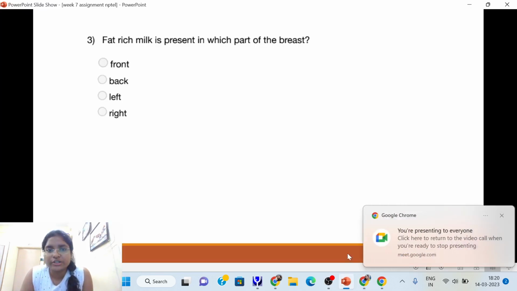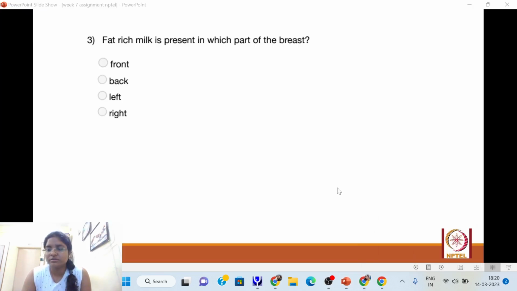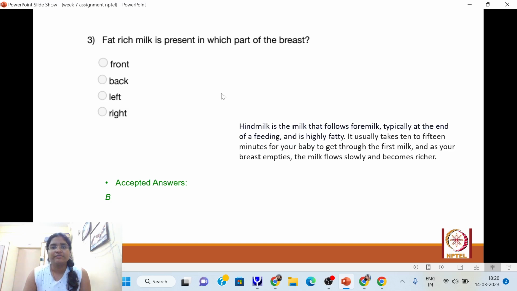Okay, let's see what is the correct answer to this question. Yes, B. Back. Fat-rich milk is present on the back part of the breast. We have already discussed in the previous sessions what is hind milk and what is fore milk. Hind milk is the milk that follows the fore milk. Fore milk is the thin milk and hind milk is the thick milk, right? It typically comes at the end of feeding, and it is highly fatty.